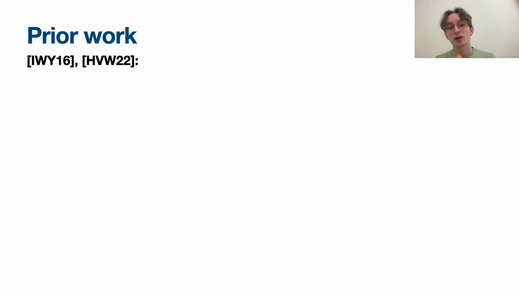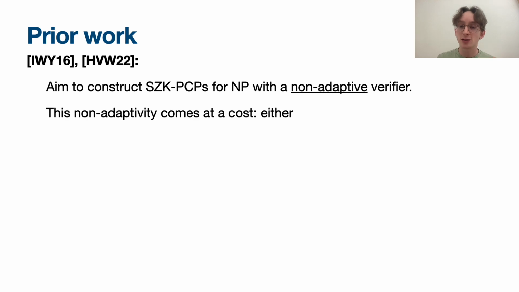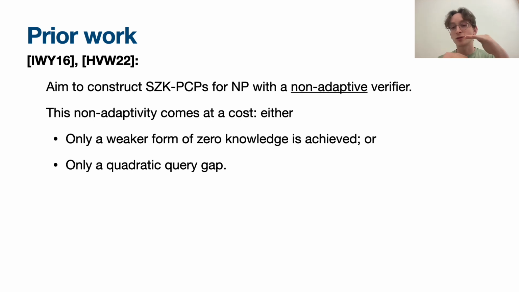The second line of work is more cryptographically motivated. This is by Yuval, Ishai, Weiss and others. They're trying to come up with statistical zero-knowledge PCPs for NP where they get rid of this adaptivity. They want a non-adaptive verifier. They do manage to do this, but it comes at a cost. Either they only obtain witness indistinguishability, or they only get a quadratic query gap. By a query gap, I mean the number of queries the simulator can handle less the number of queries that the honest verifier makes. So it's how much more secure you are than your honest verifier, and here you only get a quadratic gap, which is obviously not super strong.